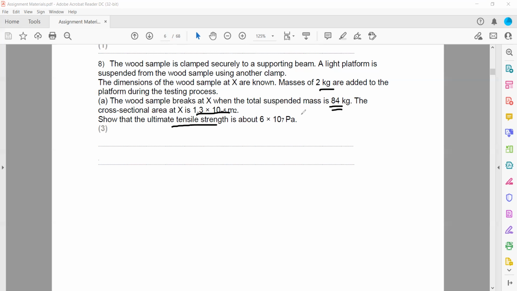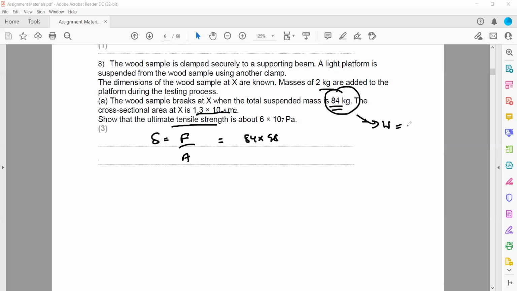So we need the ultimate tensile strength, which means the maximum pressure needed to break this, that is 6 exponent 7. Ultimate tensile strength, or stress, is equal to force divided by area. And what about the force? Force is the load which we attach, because the total mass suspended is 84. So it will be 84 multiplied by 9.8, because mass is not the force, weight is a force.